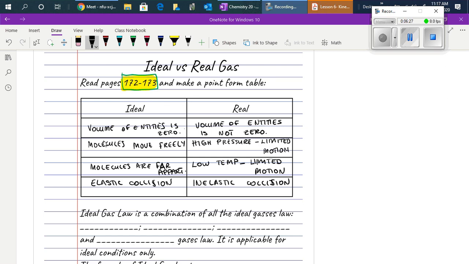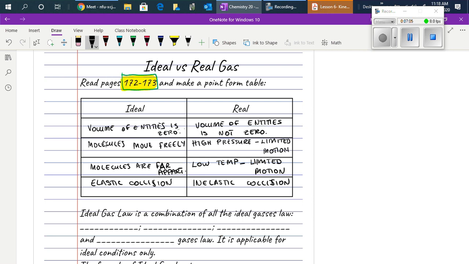So in terms of the table, you should have something like this, where the volume of entities is 0 for ideal gases, and for real gases it is not. Molecules are moving freely in an ideal gas, colliding with each other in elastic collisions, and they are far apart from each other. Versus in real gases, when we have high pressure or low temperature, the motion of the particles is very limited, since they will be close to each other.